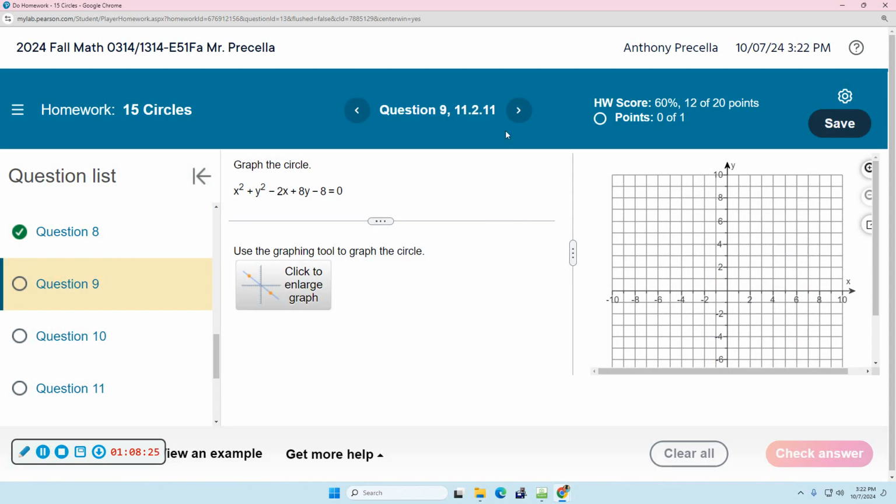Okay, here it is, number 9. This one will go faster, I bet you. Let me write down the problem. x squared plus y squared minus 2x plus 8y minus 8 is equal to 0. Let me make sure I didn't miscopy this. x squared plus y squared minus 2x plus 8y minus 8 equals 0.